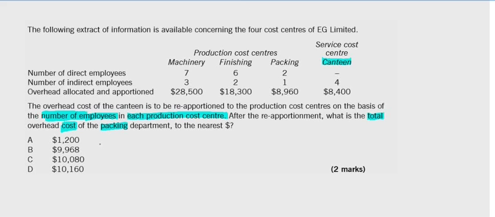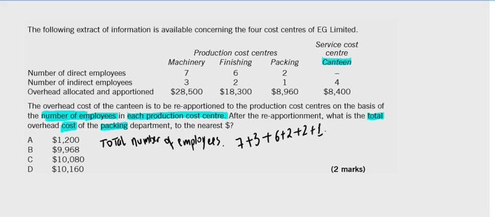find out the total number of employees. So we have 7, 3, 6, 2, 2, 1. If I add all of them, 6, 2, 2 plus 1, that will give us 21 employees in total.